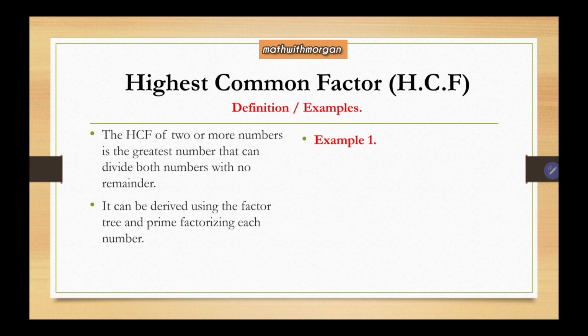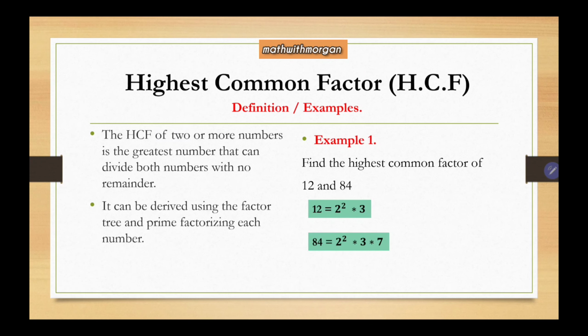Taking a look at the first example, find the highest common factor of 12 and 84. Well, 12 was written as 2 squared times 3, and 84 was written as 2 squared times 3 times 7. Those were the previous examples we did. So now what we're going to do is write these numbers in expanded form like so. Then we'll have to find what they share in common.